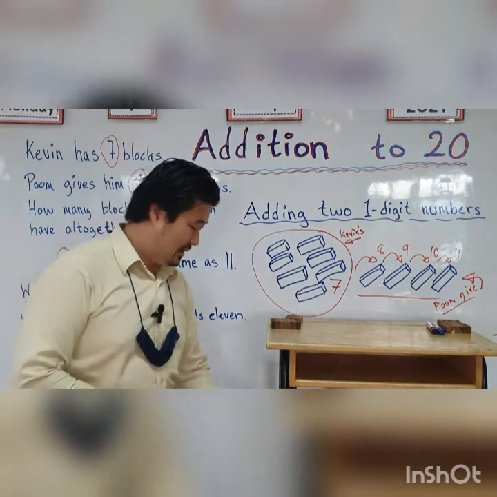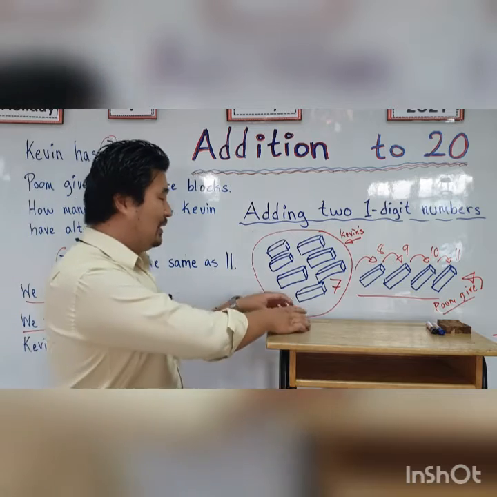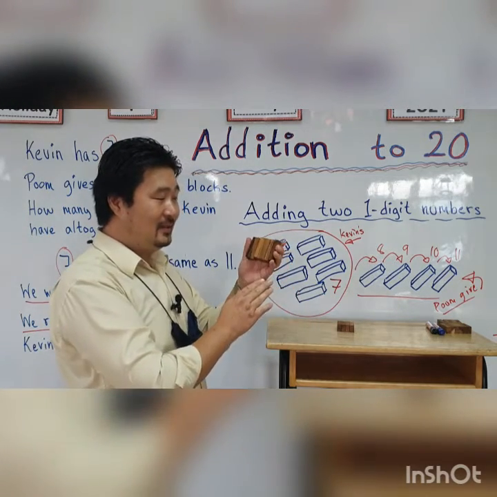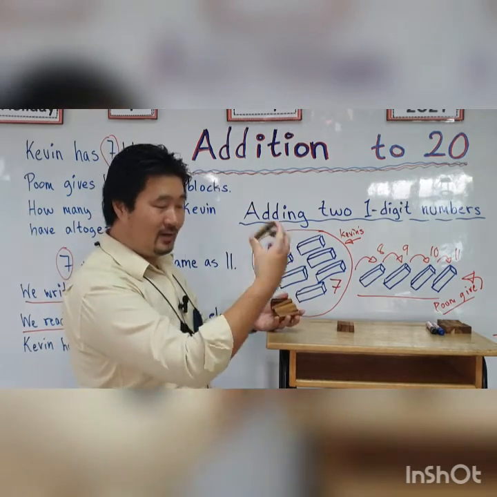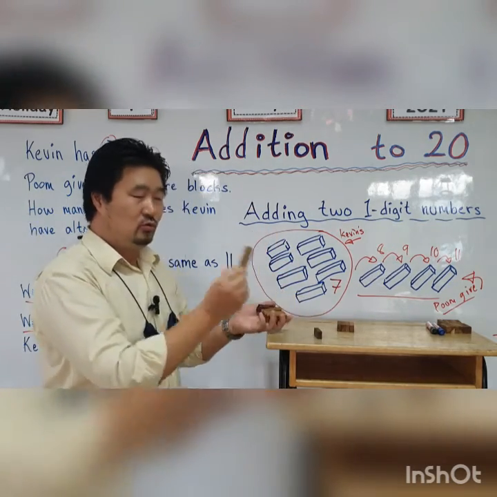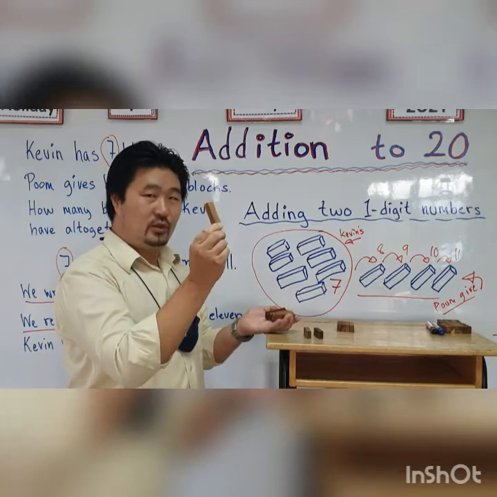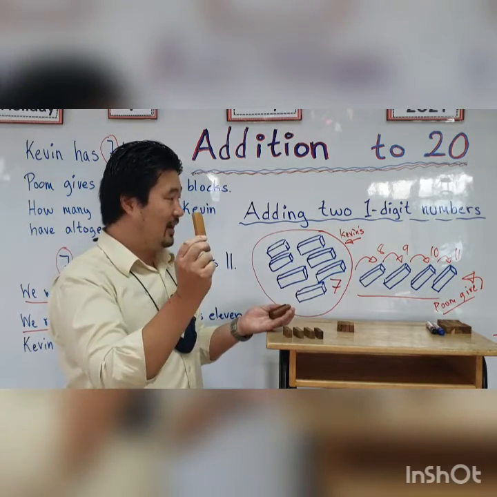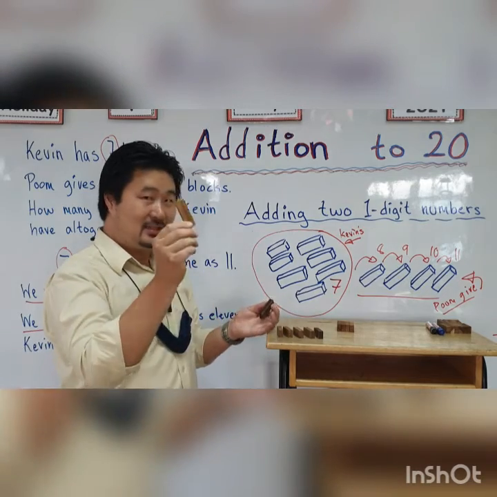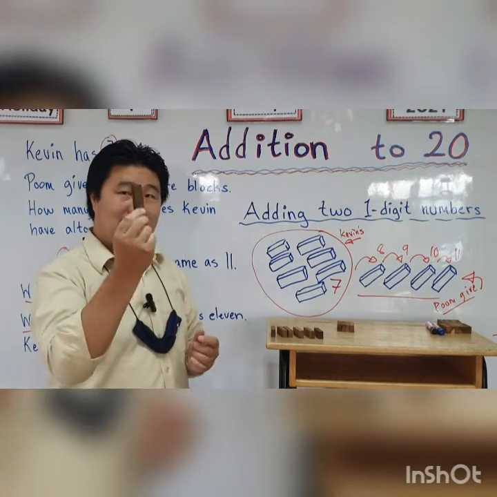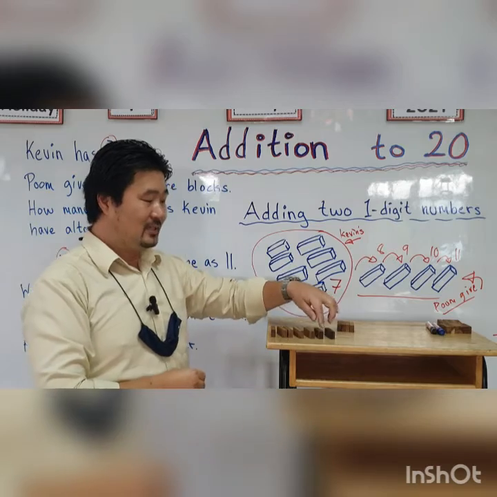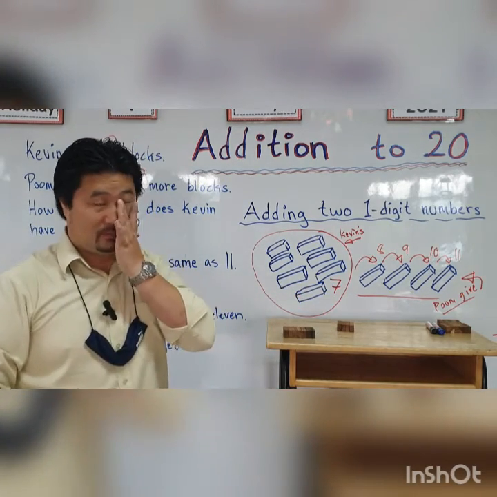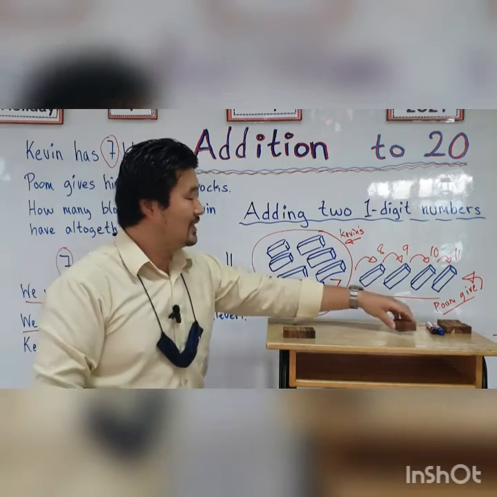Okay, now I will show you in real life. How many blocks are here? Let's count them. 1, 2, 3, 4, 5, 6, 7. So here we have 7 blocks. Okay, 7 blocks. And then let's count on.